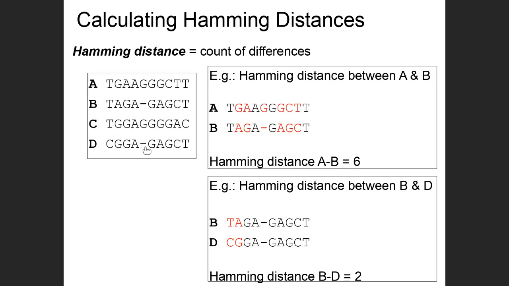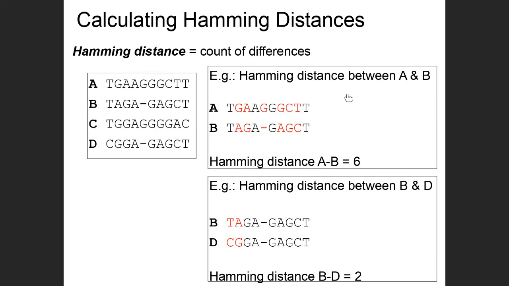Remember how I did that figure with you guys before? The way we compare a bunch of things is we just pick two initially. So here we are going to compare A with B, A with C, A with D, B with C, B with D. We're going to do that in the next slide. On this slide, I'm just showing you what a Hamming distance is.